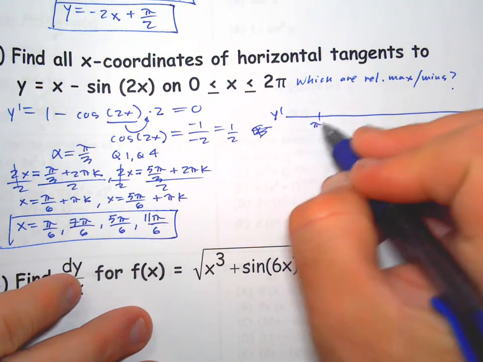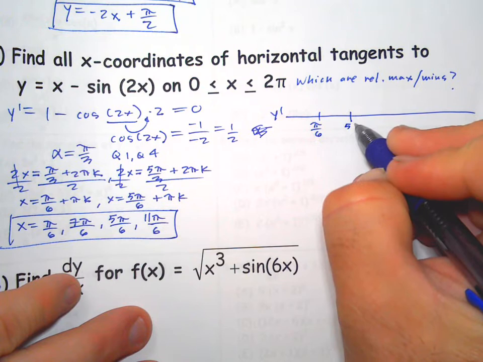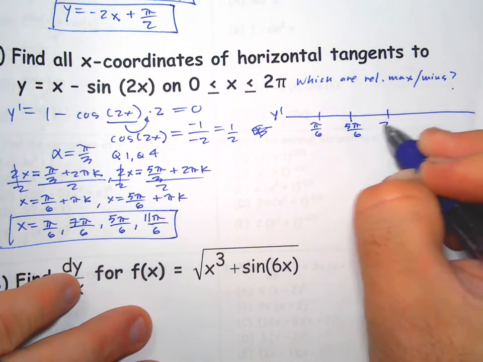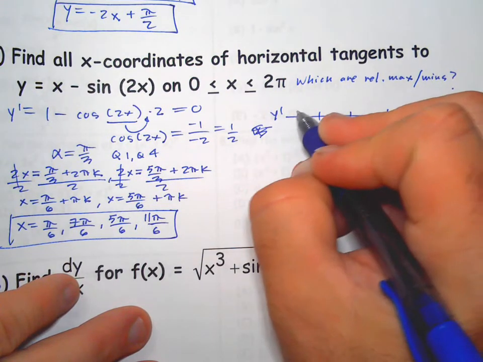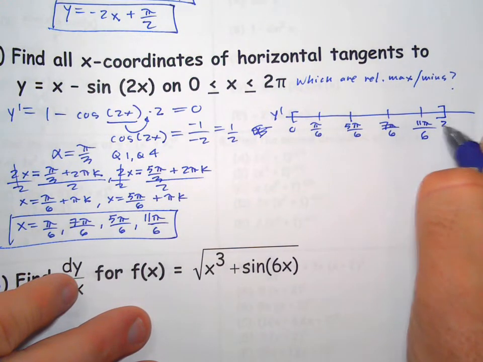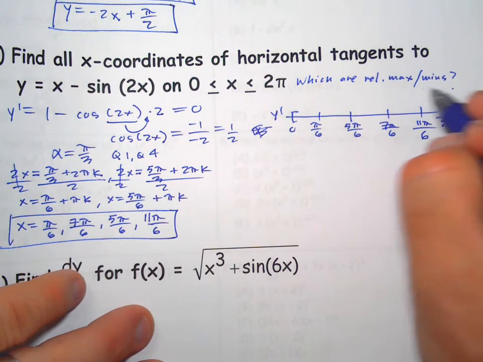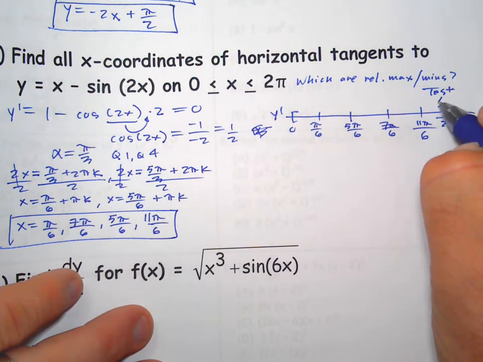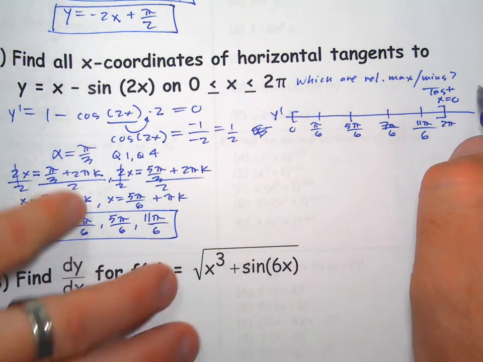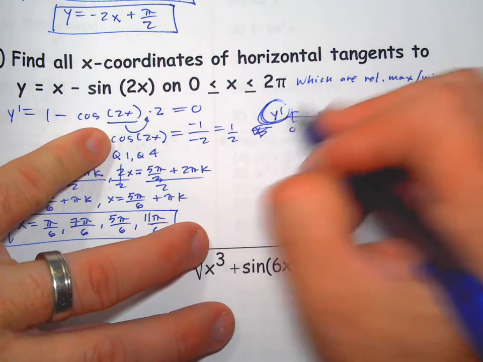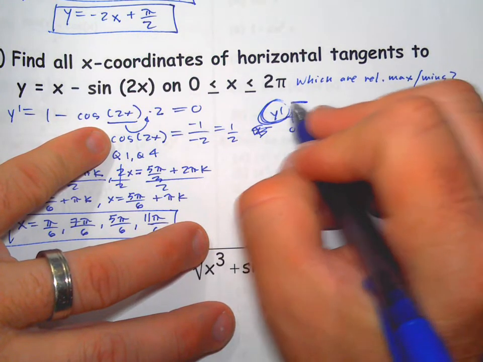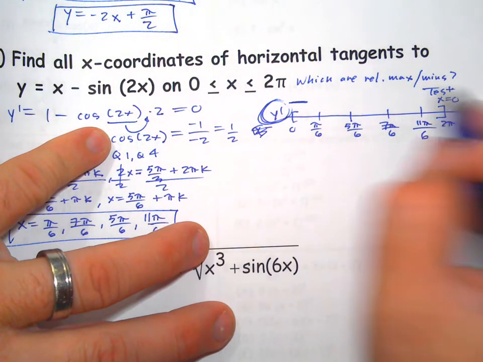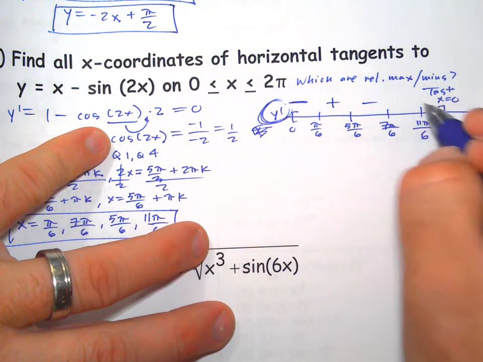So pi over 6, you want them over left, right, 5 pi over 6, 7 pi over 6, 11 pi over 6. Mark the boundaries because there are more. Keep going. Test a value. I love zero. So in the derivative, label your line check, y prime. Cosine of 0 is 1 times 2. It's going to be negative. So negative, positive, negative, positive, negative.